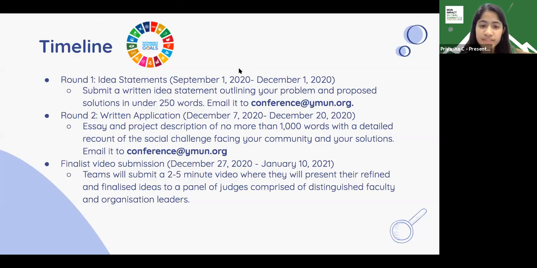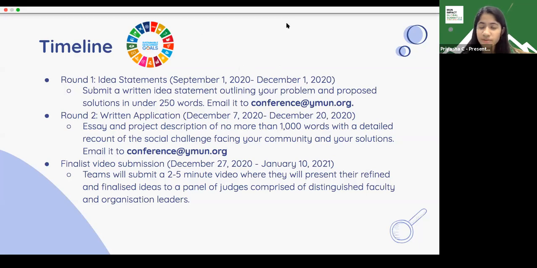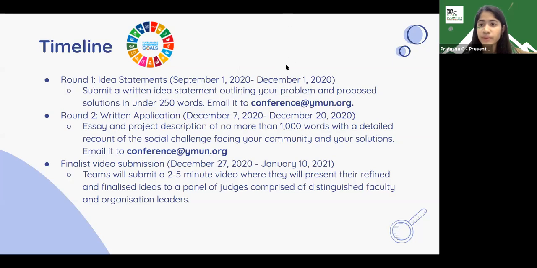So round two is a longer, more in-depth written application of no more than 1,000 words. And this gives a detailed recount of the social challenge facing your community and the solutions that you're proposing. And remember, your solution can consist of multiple parts. It does not have to necessarily be one concrete solution.